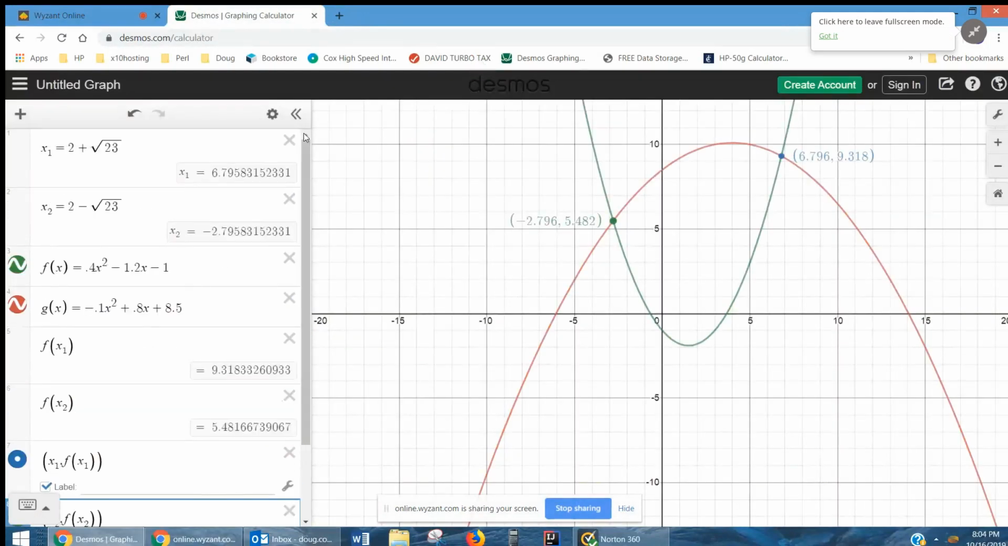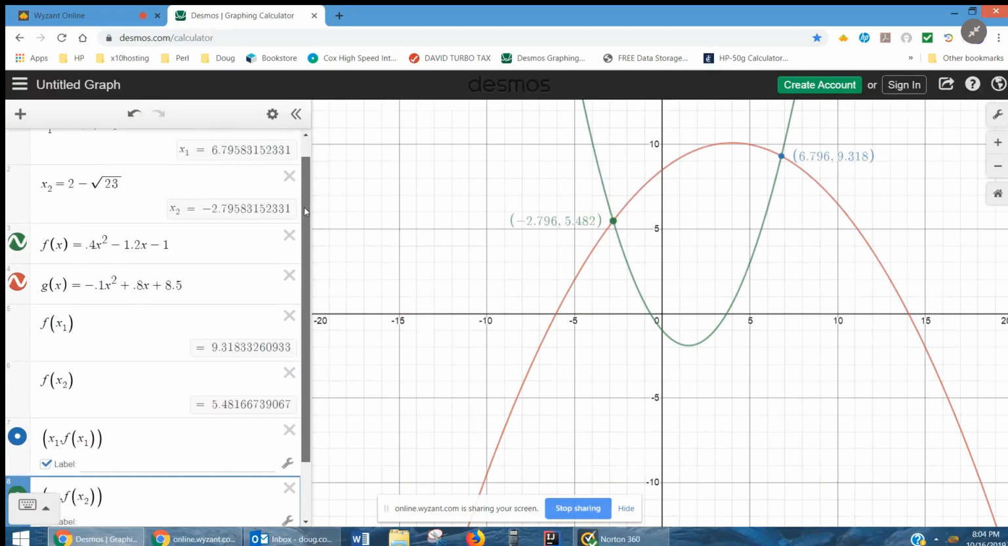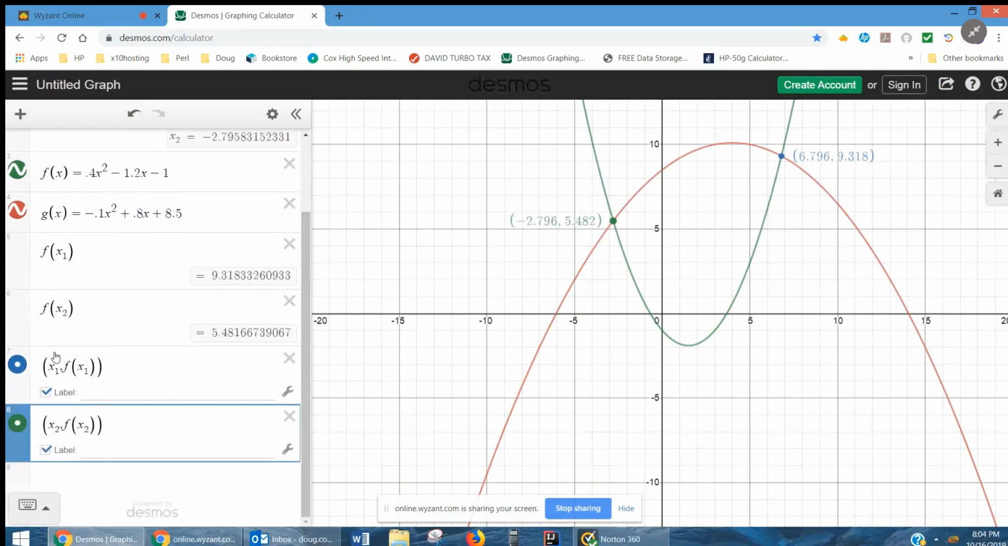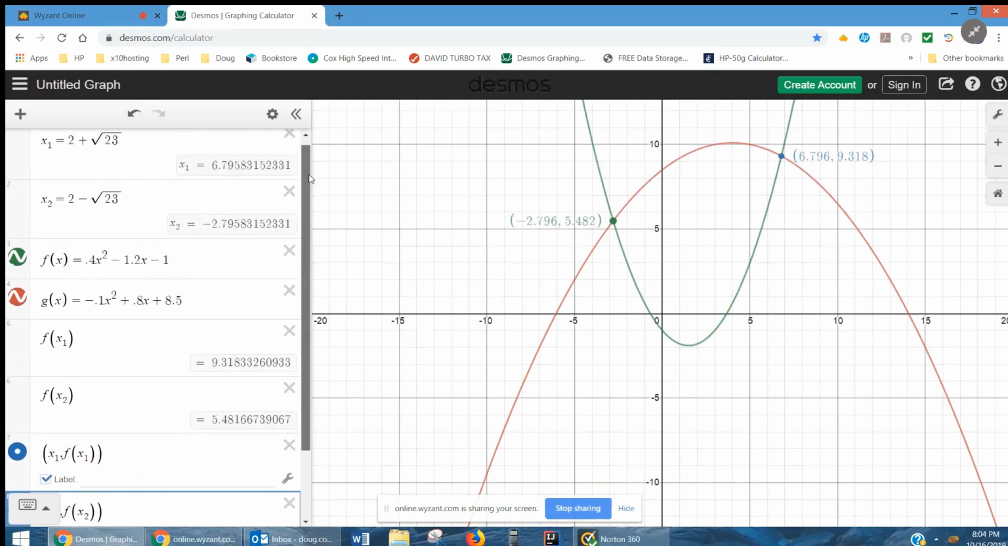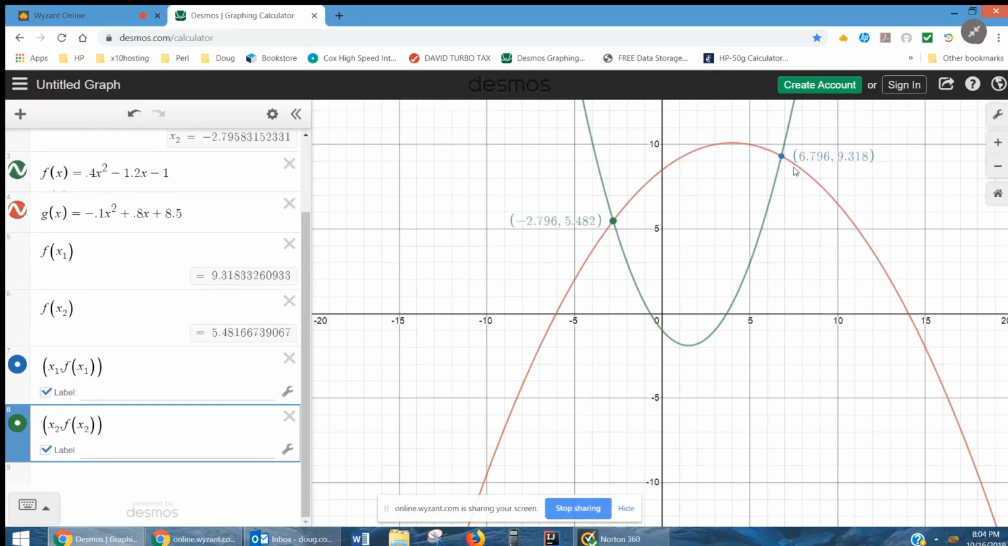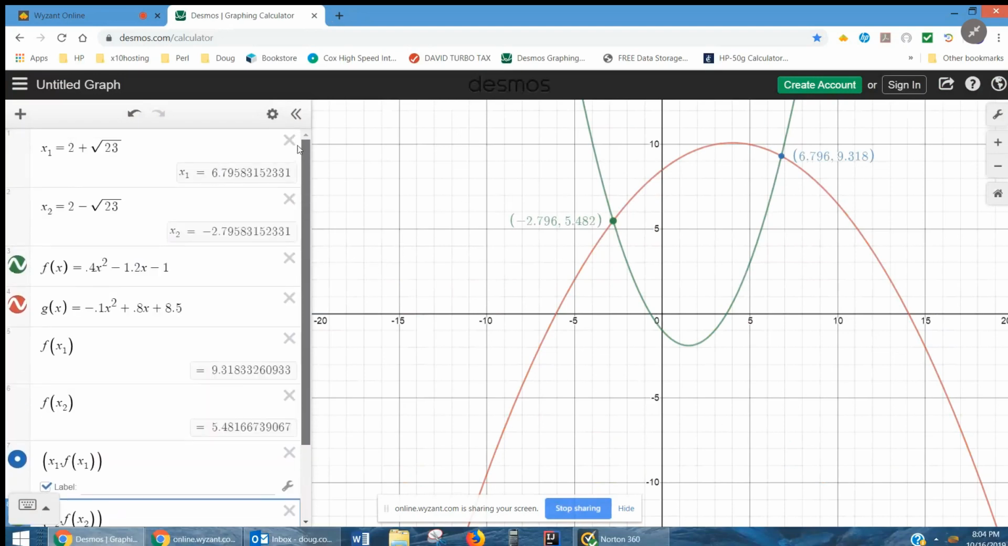So there are our functions, f of x and g of x. And I set x sub 1 equal to 2 plus the square root of 23, x sub 2 equal to 2 minus the square root of 23. And I plotted the points x sub 1, comma, f of x sub 1. And that is this point right here. And then I plotted the point x sub 2, comma, f of x sub 2. So these are the decimal values for the 2 roots.